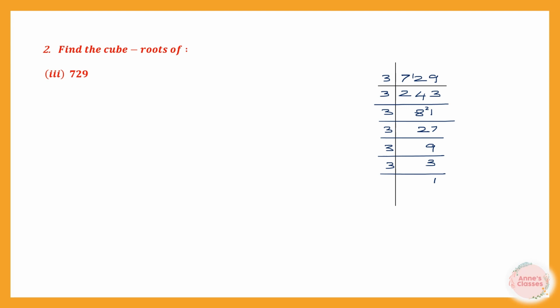So now let's write down all the factors of 729. There are threes. How many threes are there? 1, 2, 3, 4, 5, 6 threes are there. Let's write it down. So that's 1, 2, 3, 4, 5 and 6. Next step is putting them in groups of 3. So here we have one triplet. Here we have another triplet.